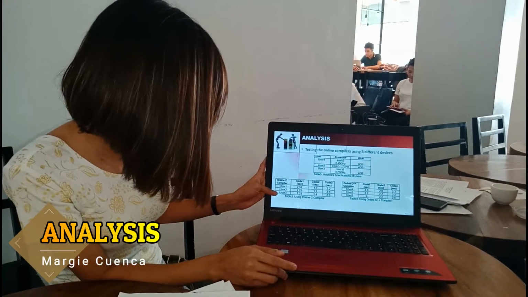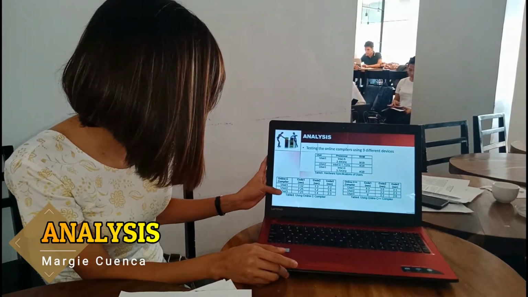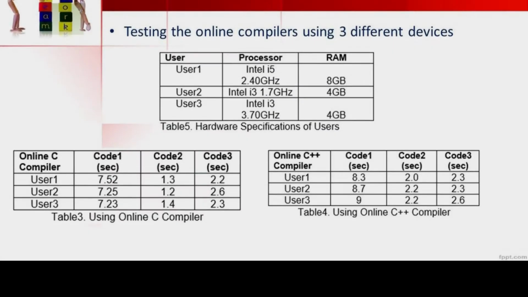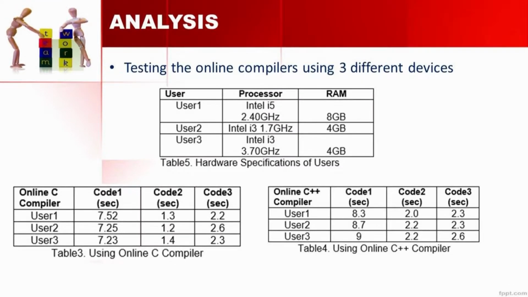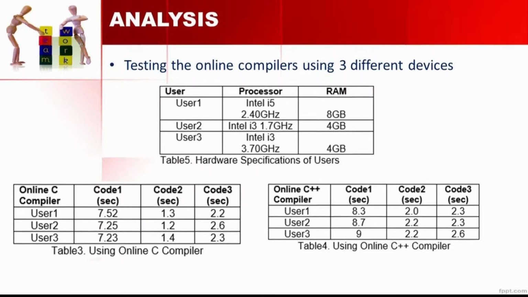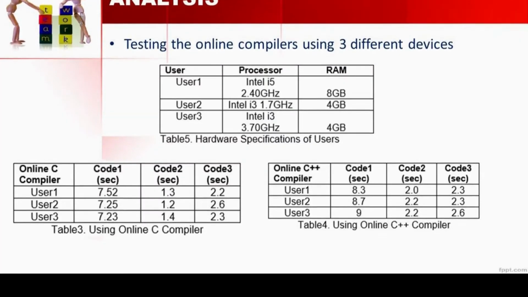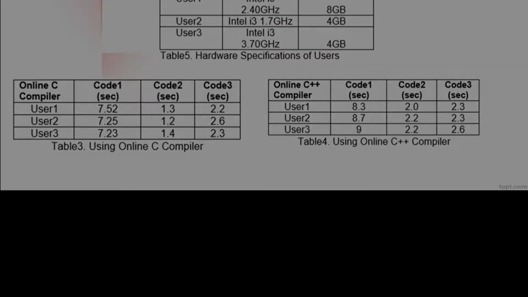Here is the table using the 2 online compilers using the 3 different devices. The first table is for the online C compiler and the second table is for the C++ compiler. The result shows that even for multiple users, online compilers still compile faster.